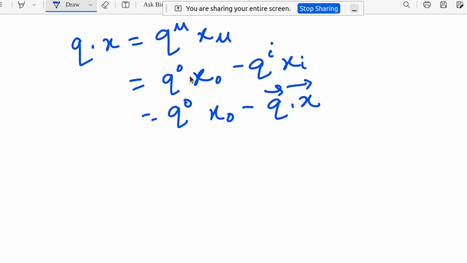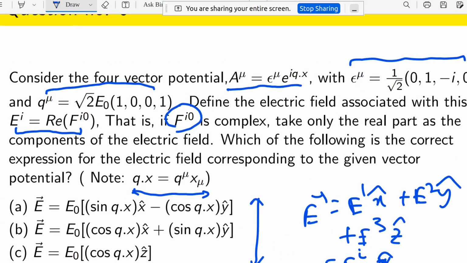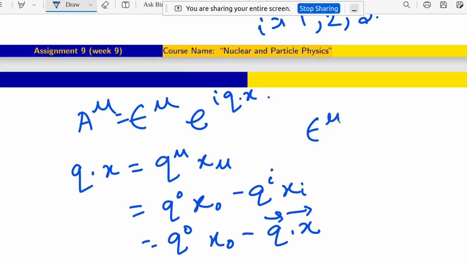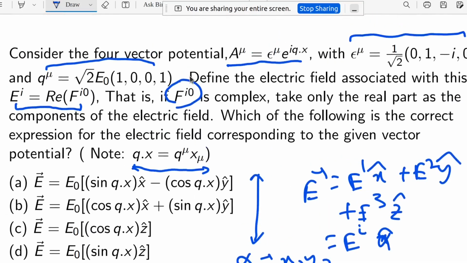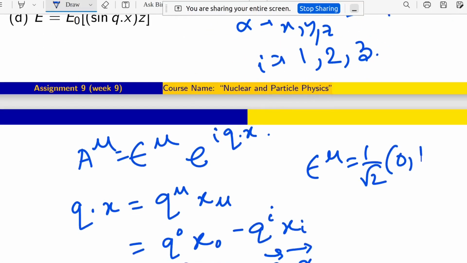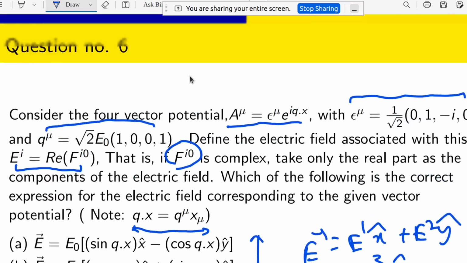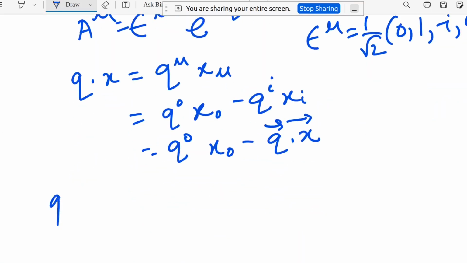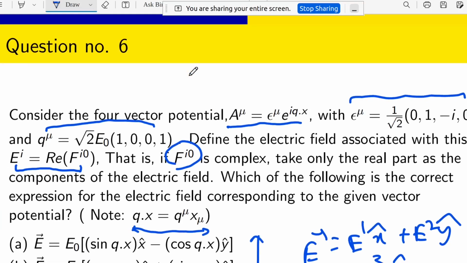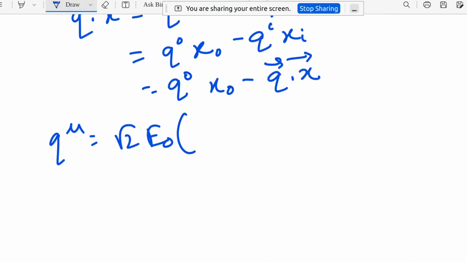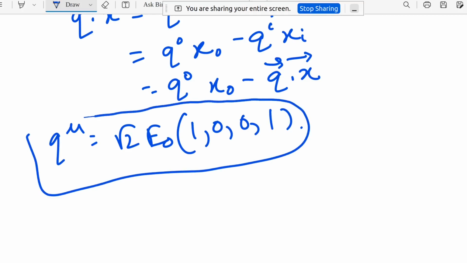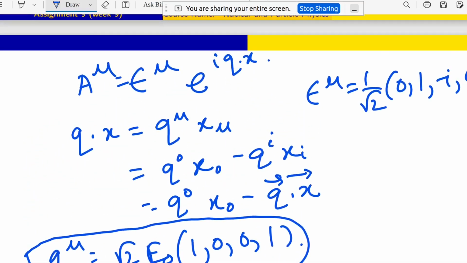One more thing is that I just want to write here all the expressions. Epsilon mu is 1 by root 2, then 0 1, minus i 0, and q mu is root 2 E0, then 1 0 0 1. So this is the expression for q mu. It will be very helpful after a little bit of calculation, and this is epsilon mu.